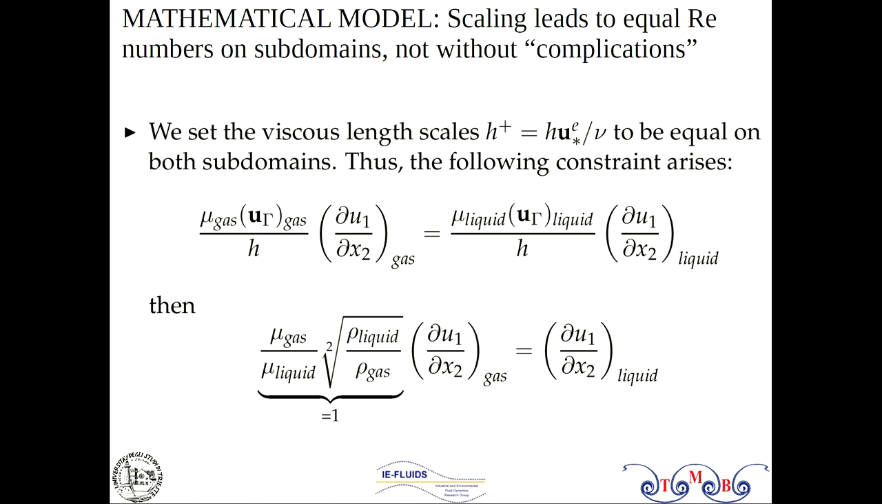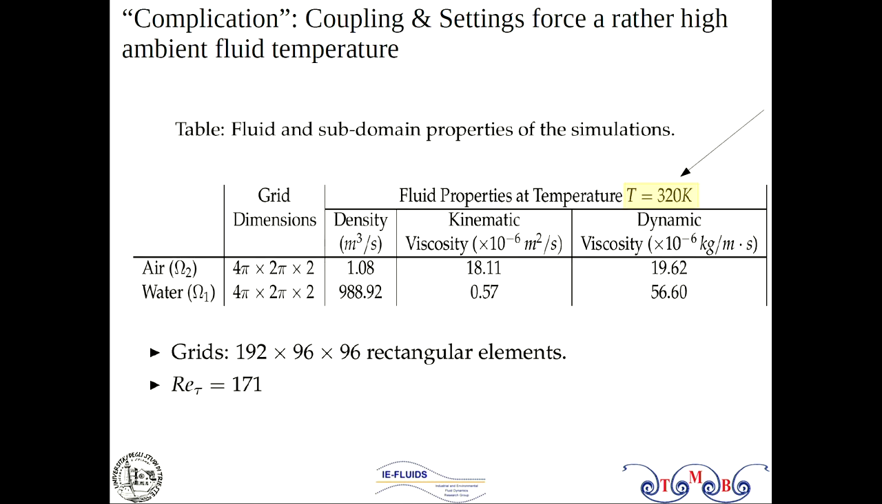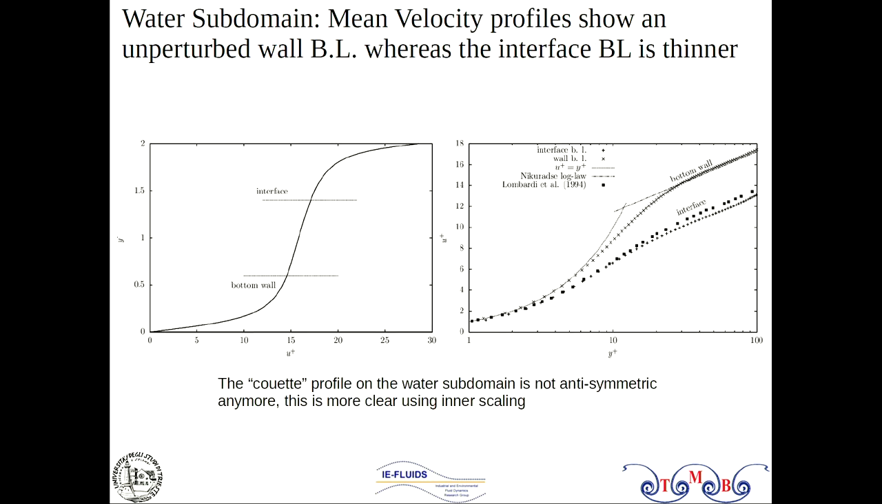This term has to be equal to 1. The implication of that is the following: if I want to transport my information from a purely fundamental study to a real case scenario, the assumption is that you have an ambient temperature at the air-water interface of around 320 Kelvin. That's a very hot summer in the Adriatic Sea, let's say. Now, let's start with the results.